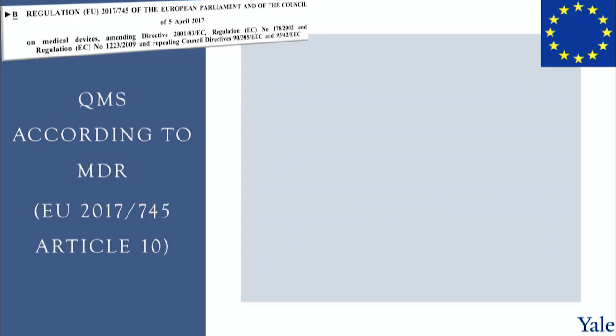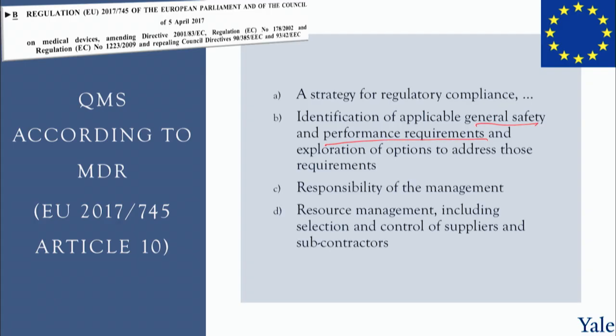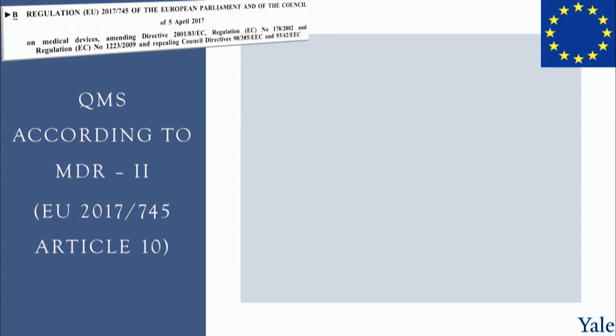Just to take a look again at the European regulation, this is what a QMS has to be according to the MDR, the Medical Device Regulation, and this is a little bit more detailed than what the FDA has. Let's just look at the 10 components here. It has to include a strategy for compliance, identification of applicable general safety and performance requirements, an exploration of options to address this, responsibility of the management, we'll come back to this, resource management, including selection and control of suppliers and subcontractors. This is an important component, especially in software.